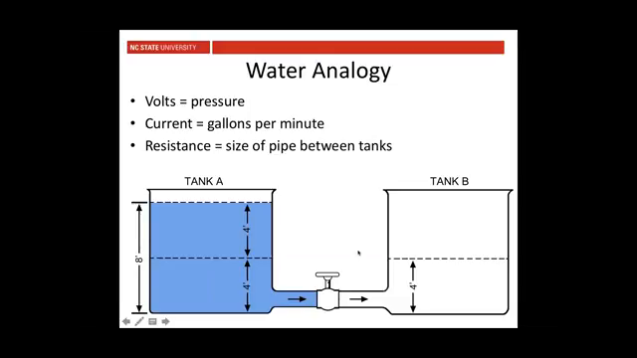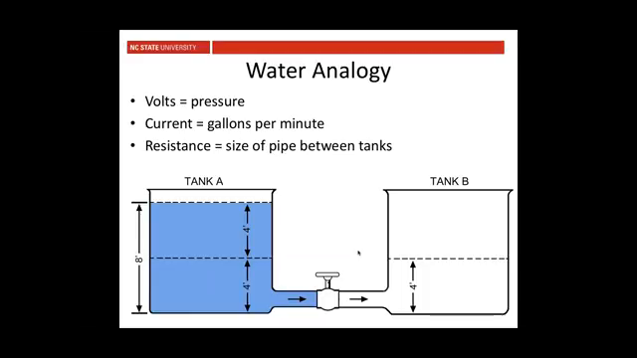So something interesting to think about there is, what happens when the two tanks even out? Is there any flow between those two tanks? No, because there's not any pressure. So can we have electrical current if we don't have any pressure? And the answer is no. So voltage is the thing in our electrical systems that makes the current happen.